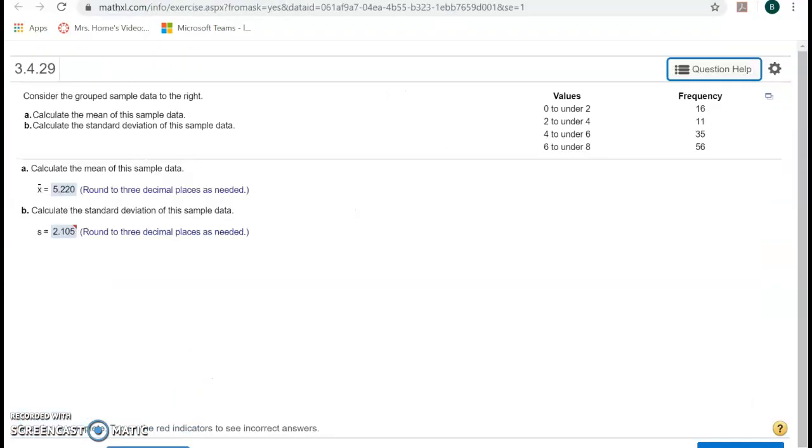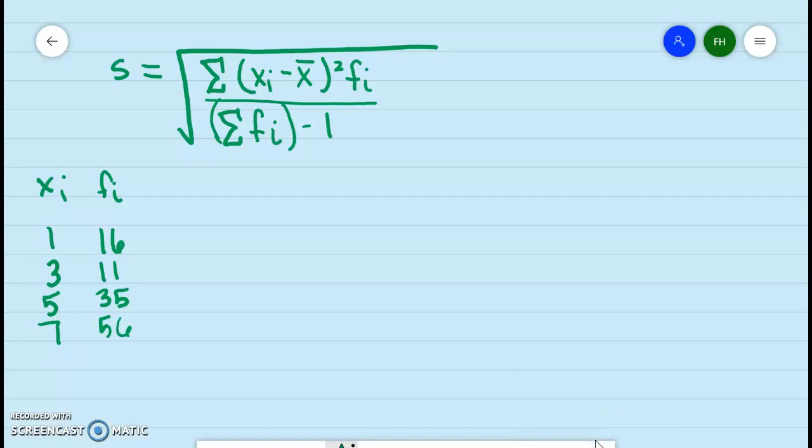Okay, so this video has to do with finding the weighted mean, or the mean, of sample data that's grouped. The first thing you want to do when you have values is to get a midpoint. So basically the midpoints would be 1, 3, 5, and 7. Add up the two numbers, 0 plus 2 divided by 2. You could do it that way, but basically xi is going to be your midpoint.